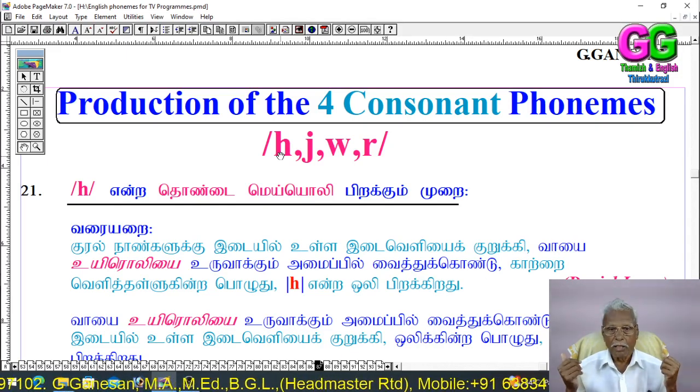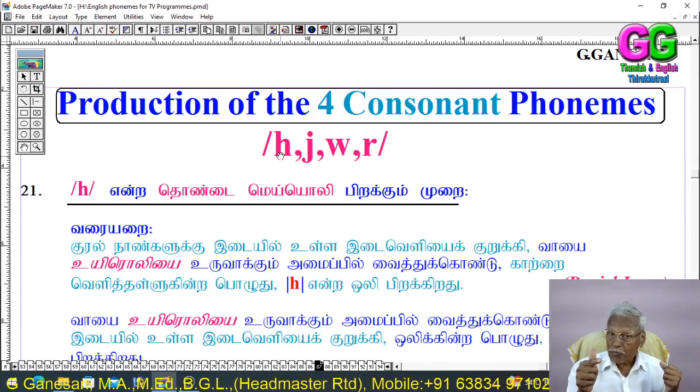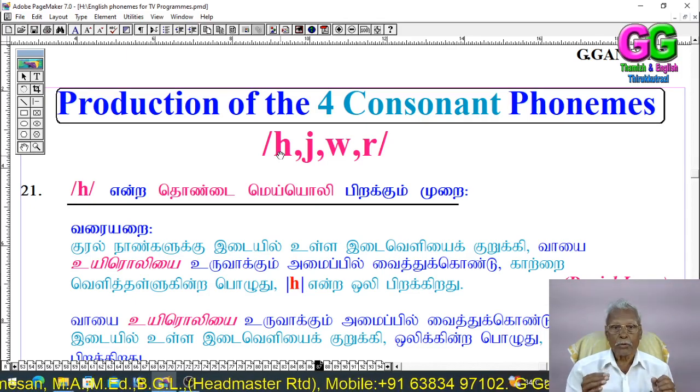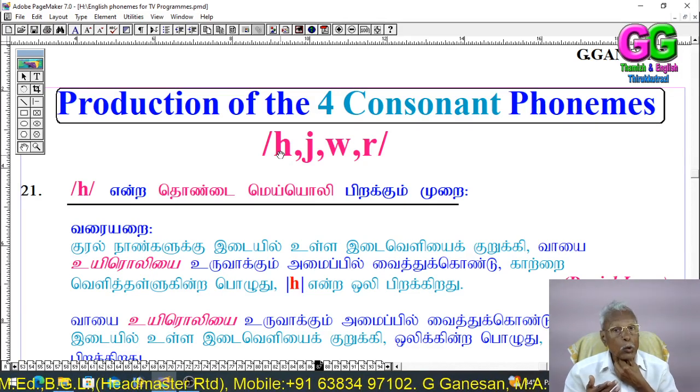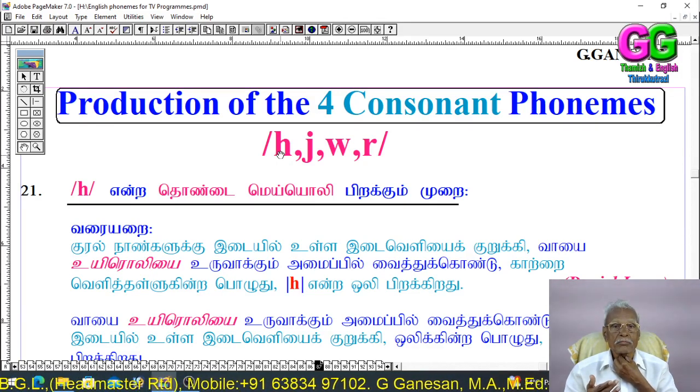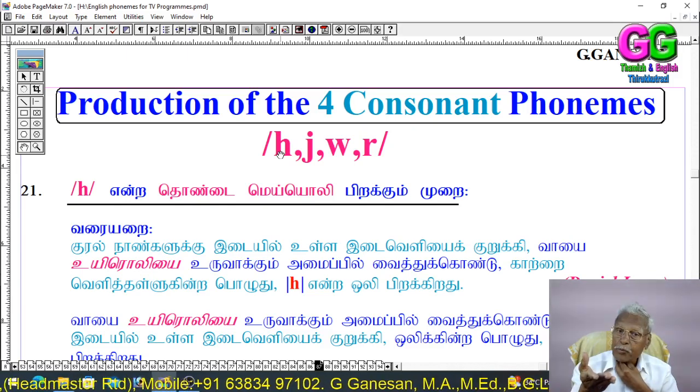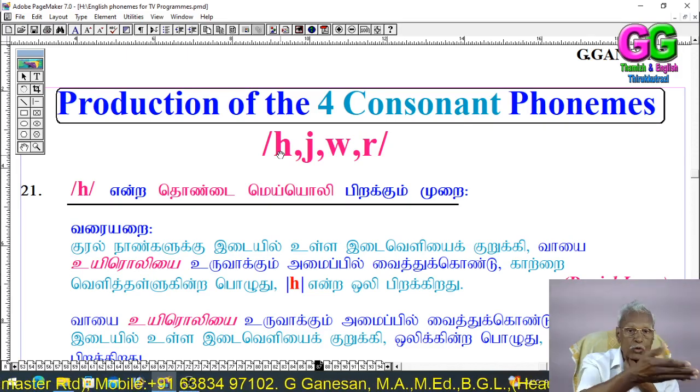Ich is produced by keeping the mouth for the position of a vowel and narrowing the vocal cords in the glottis and allowing the air pushed out by the vocal cords to come out through the mouth.